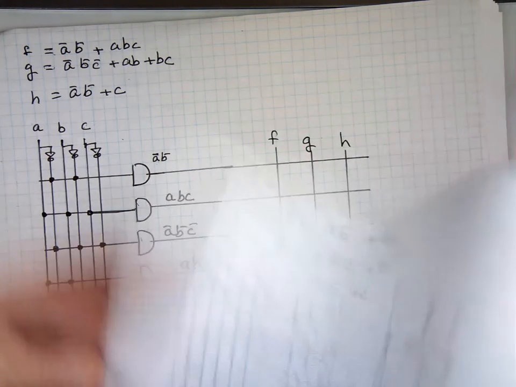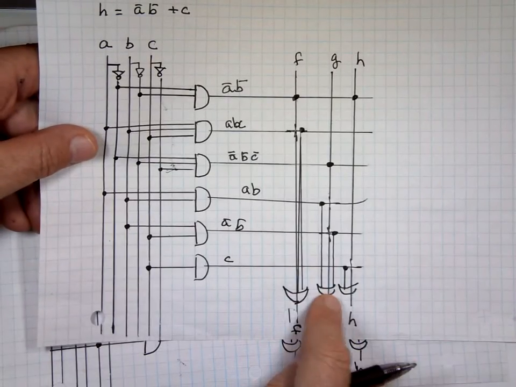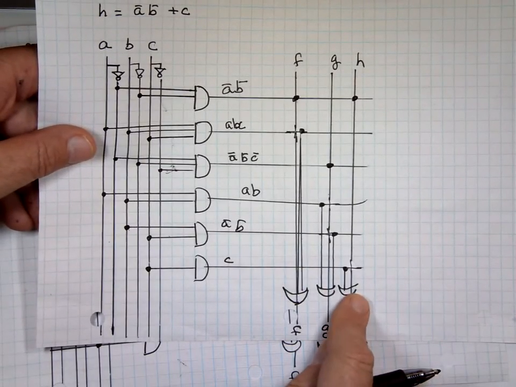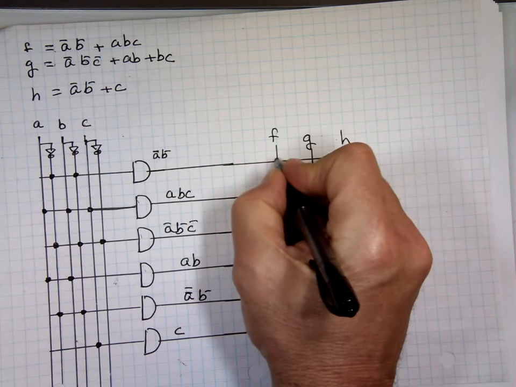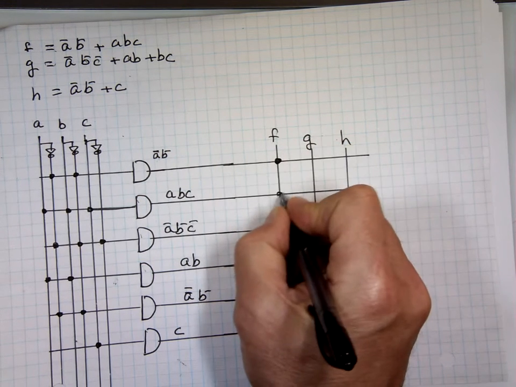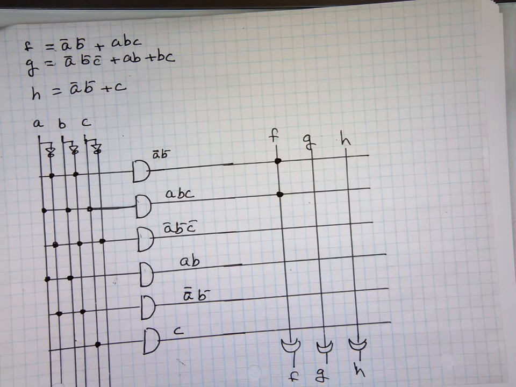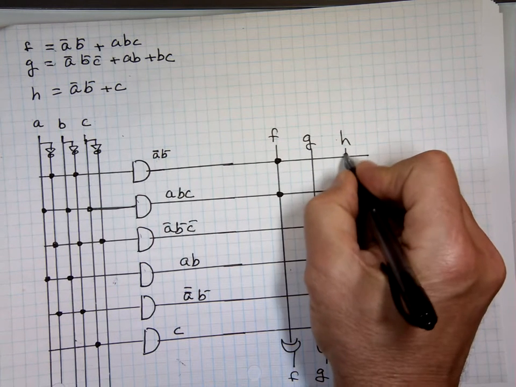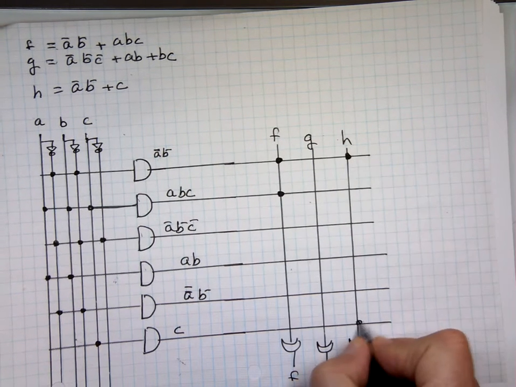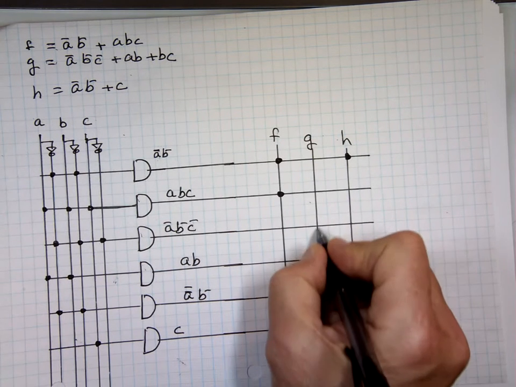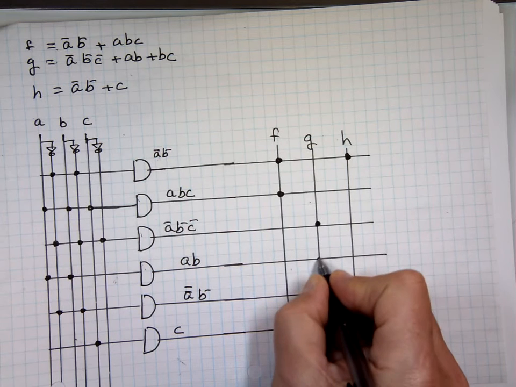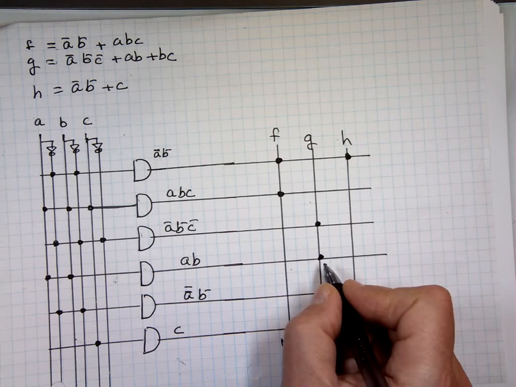Instead of drawing three lines to this, two lines to this, two lines to this, we draw one line. What's attached to F? This one and this one. What is attached to H? This one and C. What's attached to G? This one, this one. Did I leave one out? Yeah, B, C.